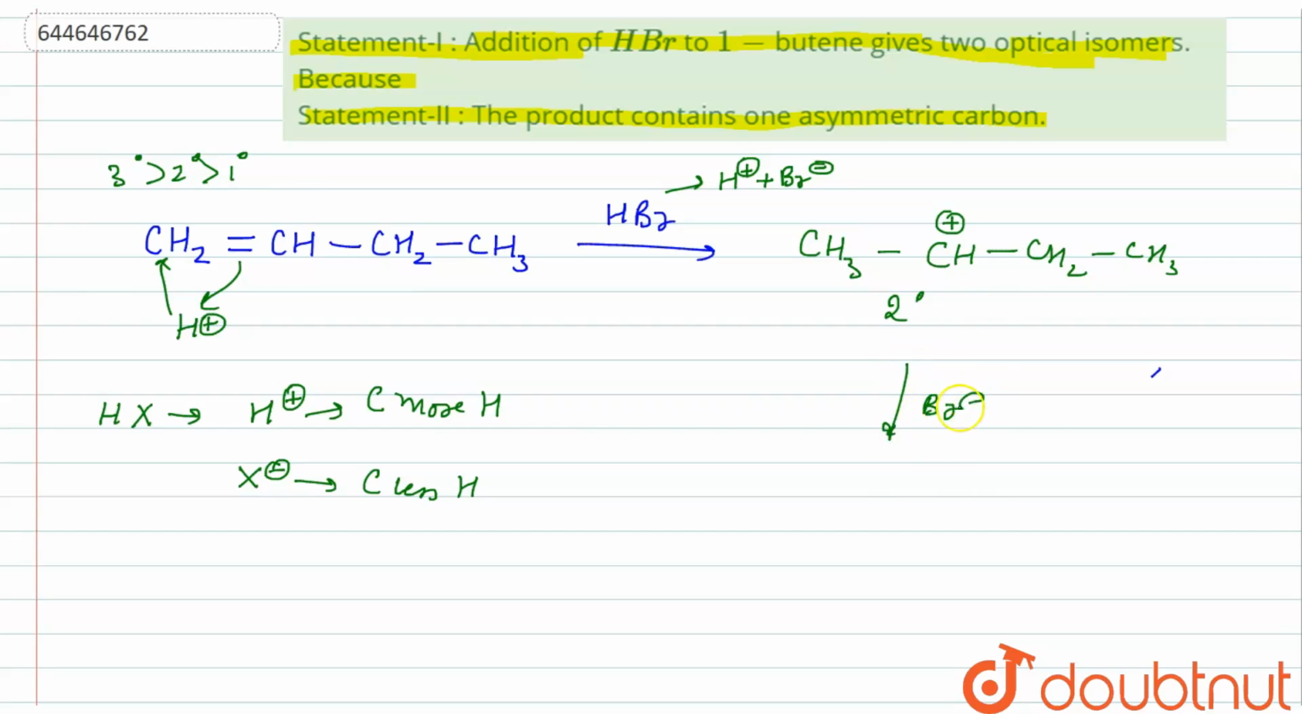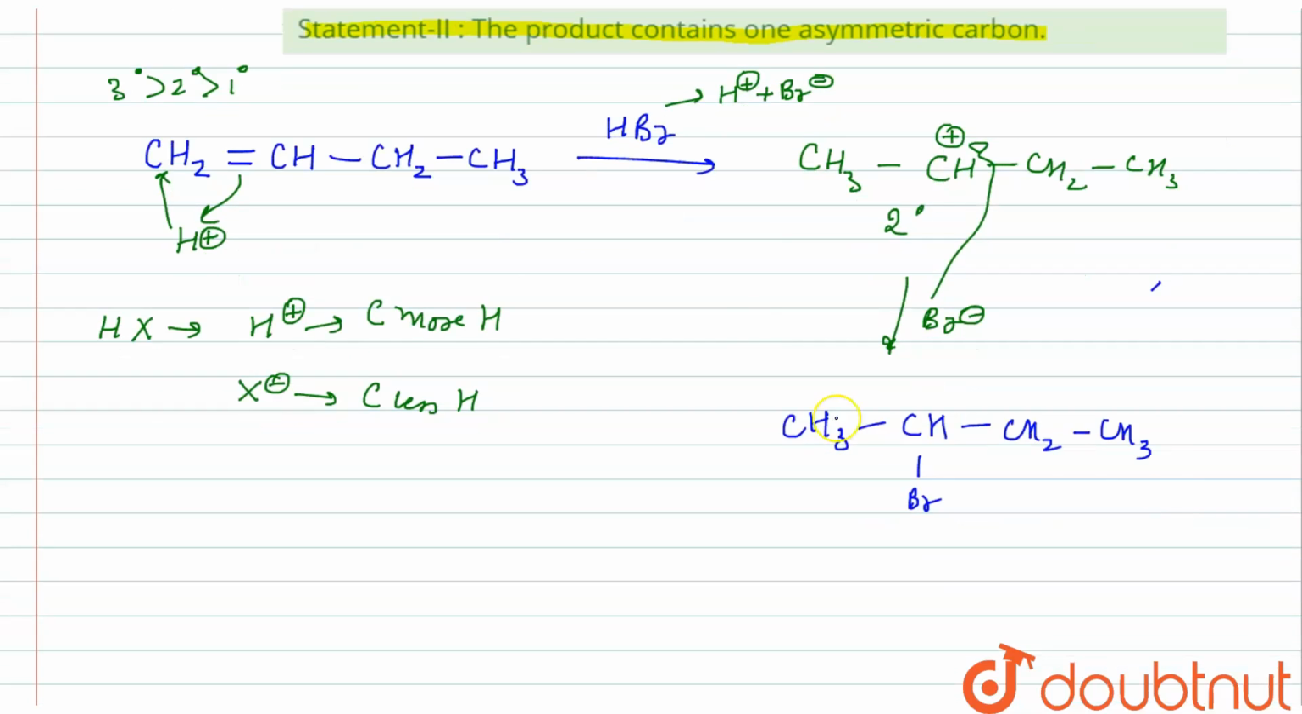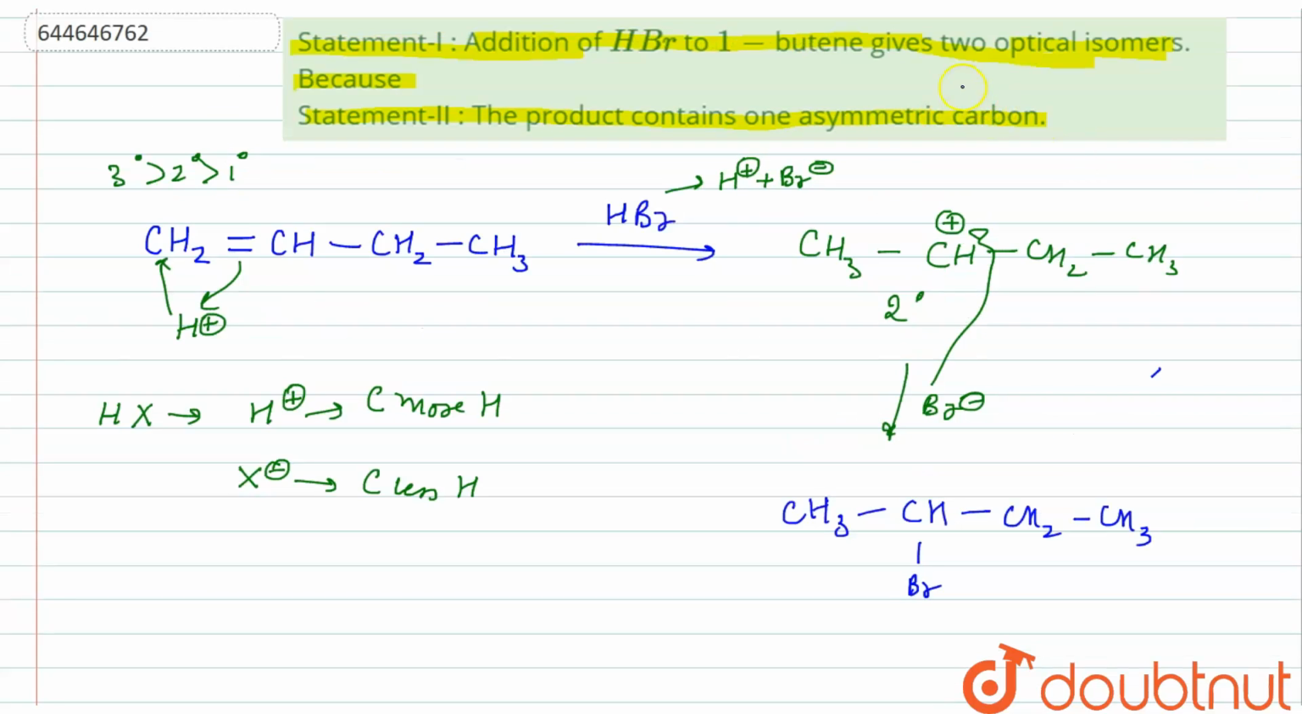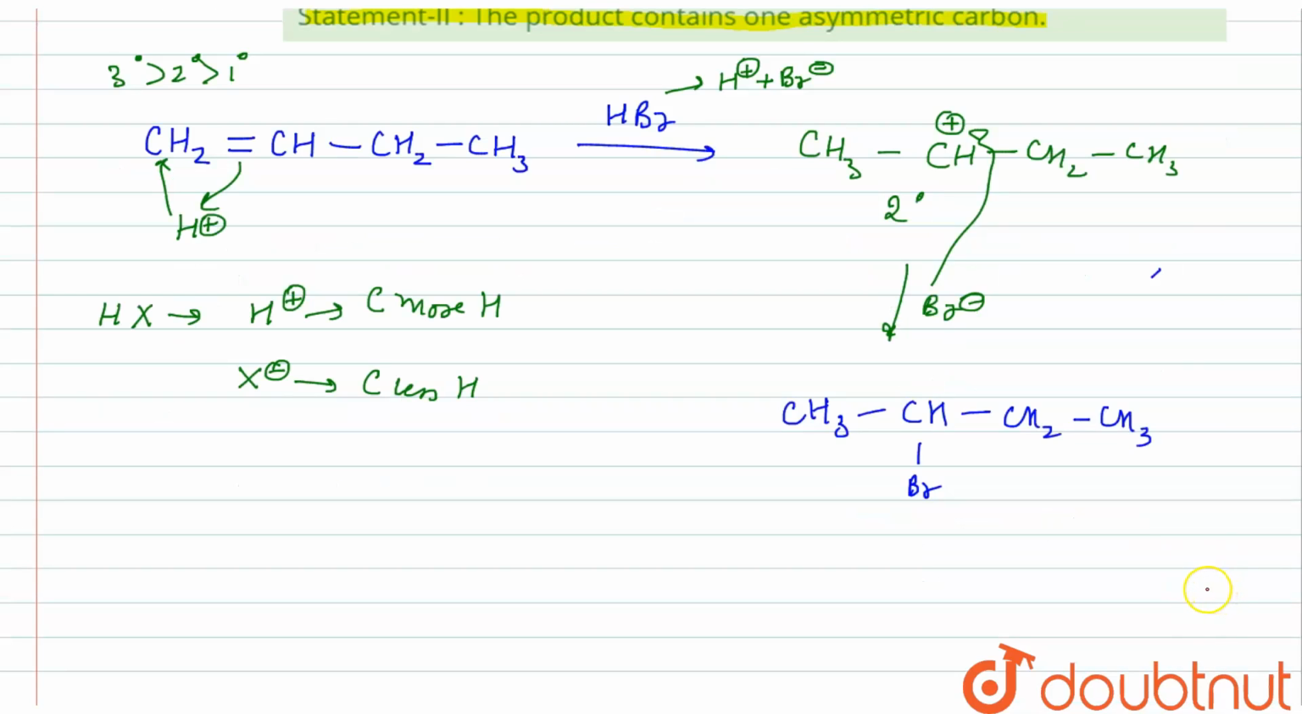Now bromine acts as a nucleophile, so it will attack this carbocation, and the product formed will be CH3, CHBr, CH2 and CH3, right? Now it is given that the product of this addition gave two optical isomers. Optical isomerism refers to compounds which have the same formula, same atoms and molecules, but differ in spatial arrangement, right?